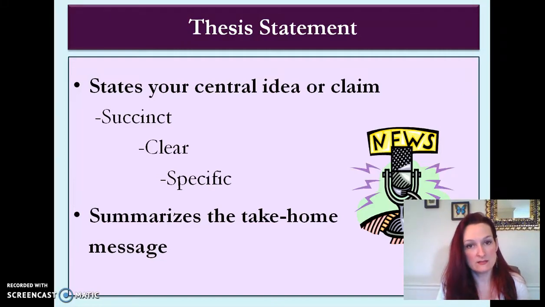It should be succinct, so not rambling or wordy. It should be clear, and it should be very specific. There shouldn't be any ambiguity or any doubt about exactly what message you are sending with your presentation. And it should summarize your take-home message, what you want your listeners to get out of your presentation.